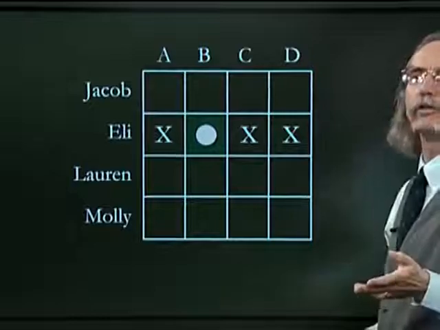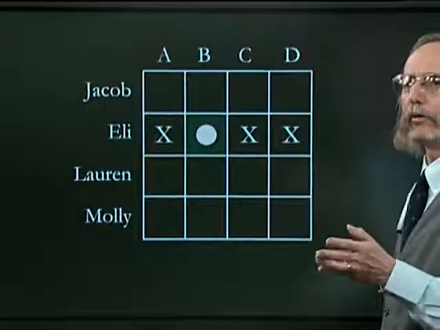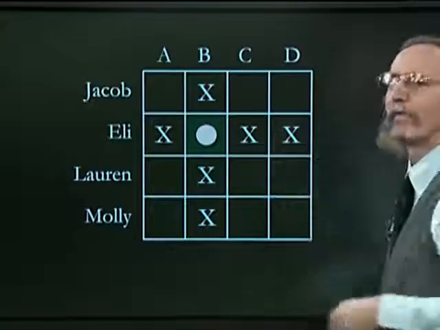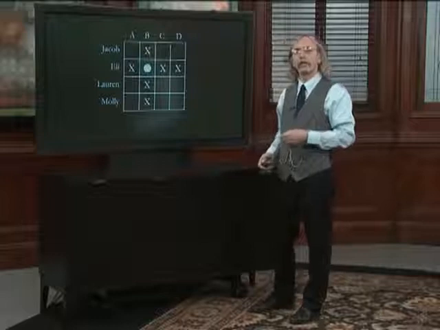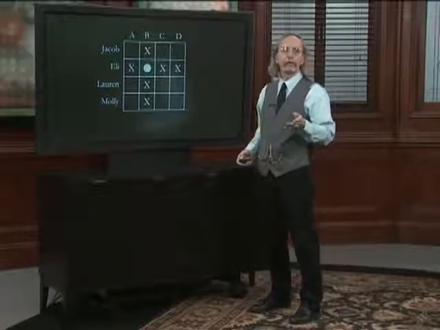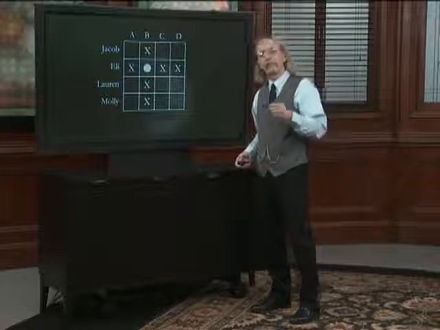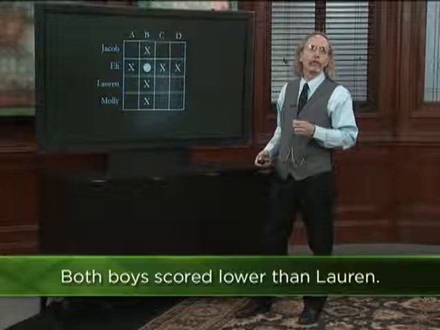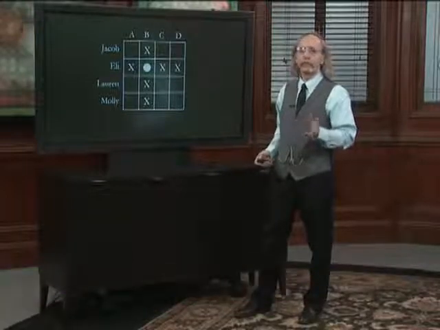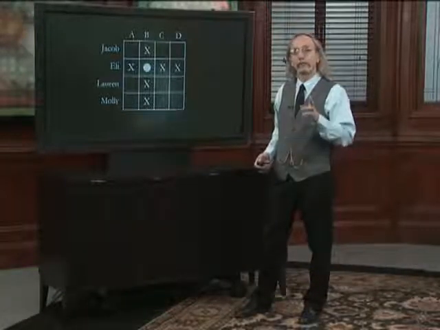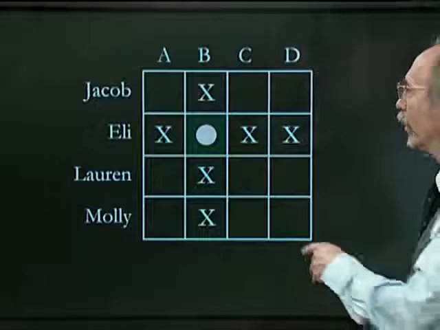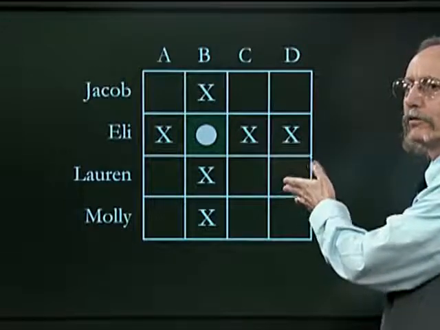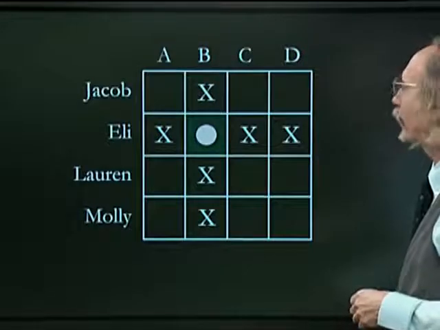Since we know that each student got a different grade, we know that no one else got a B. X those out. Our matrix just got smaller. We filled in a lot of information with that one bit. Now enter the rest of our information. Both boys scored lower than Lauren. Well, that doesn't tell us what both boys scored, but it does tell us what Lauren scored. Eli is a boy. Lauren did better than both boys, so Lauren had to get an A. Fill in the positive information.